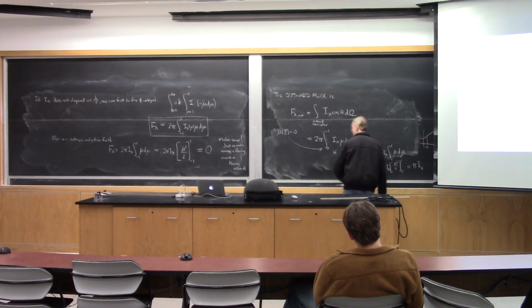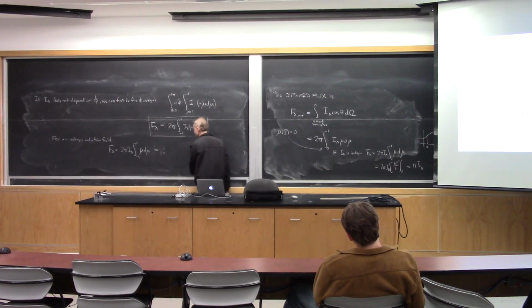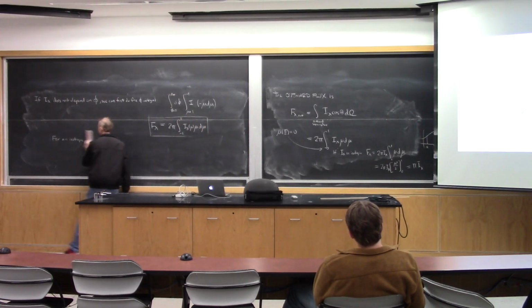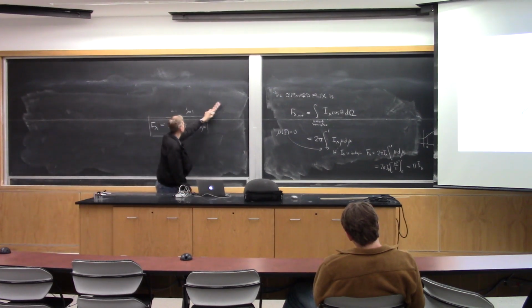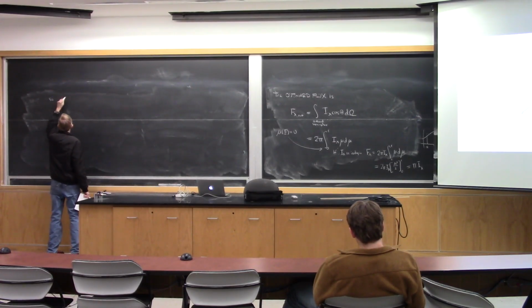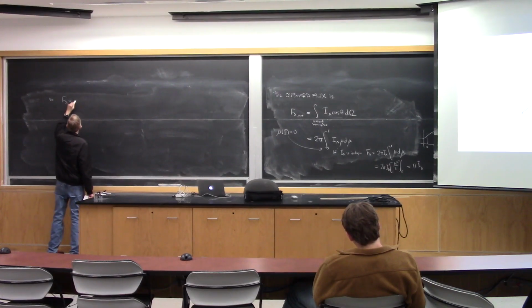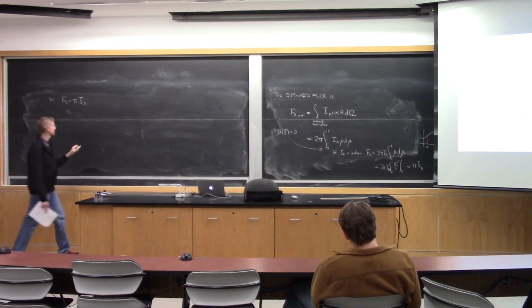So for isotropic radiation, F lambda is pi I lambda. Again, it has to be isotropic, but if it's isotropic, F lambda is pi I lambda, which generalizes our earlier result.